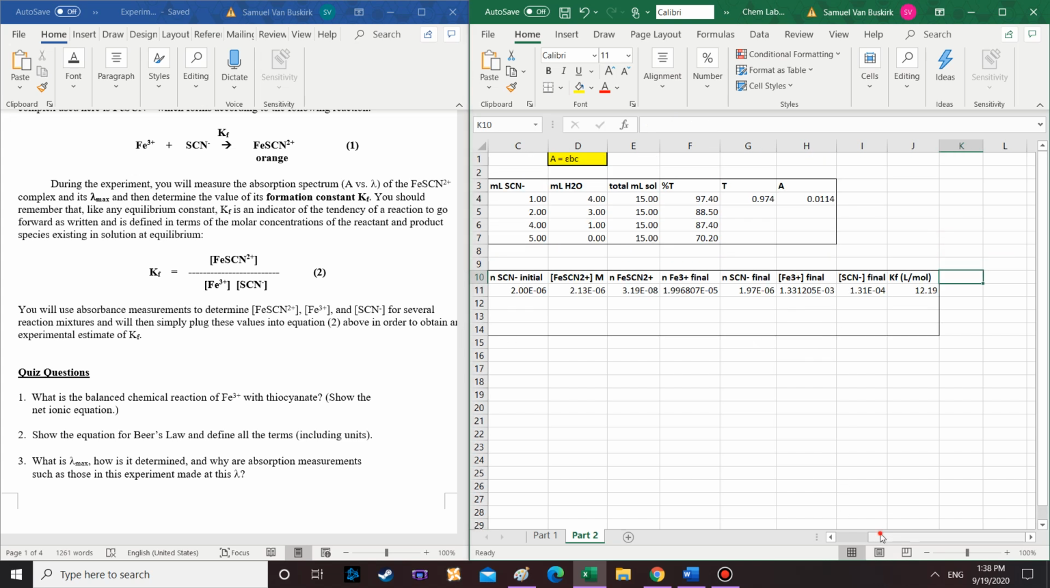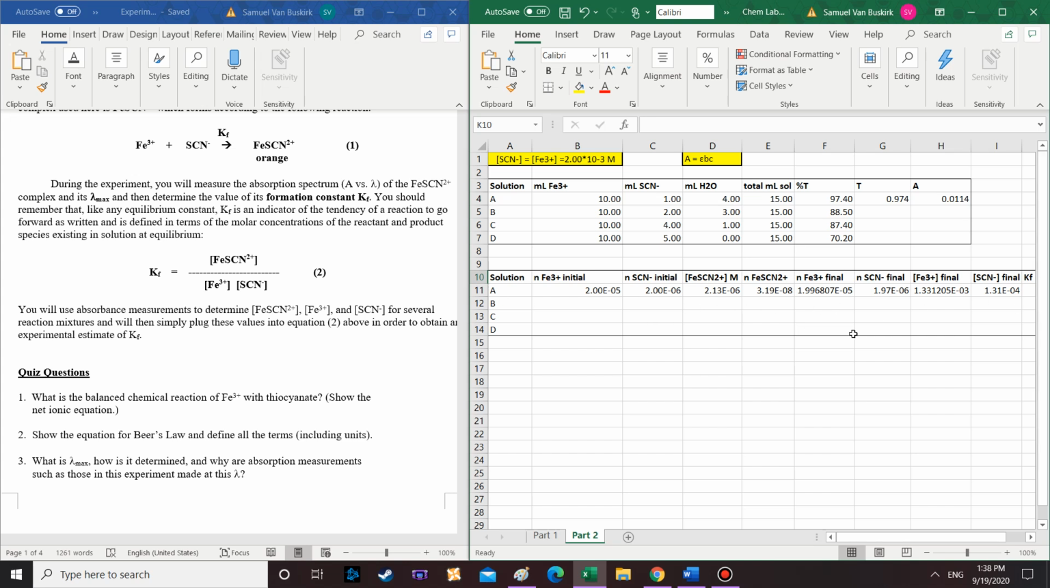Now you can just go back through and do the same thing for all the other steps. Make sure you go through and understand why you're doing the math. That's always the hardest part for chemistry, is understanding not what math you have to do, but why you're doing that math.